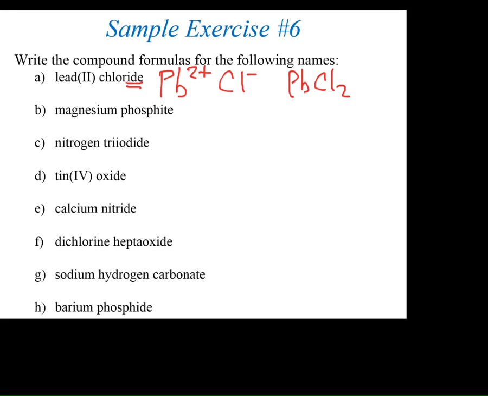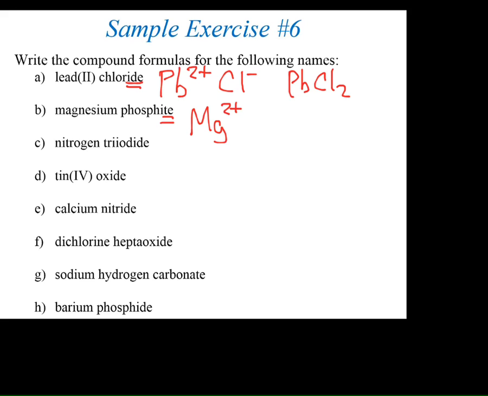Okay, magnesium. So find magnesium on your table. What's the symbol for magnesium? Mg. So what's the charge? 2+. It's number 12, I think, or something, right? So it's in group 2, so it's 2+. Now what does "ite" tell you? Not "ide." What does "ite" mean? It lost an oxygen. Okay, yeah.